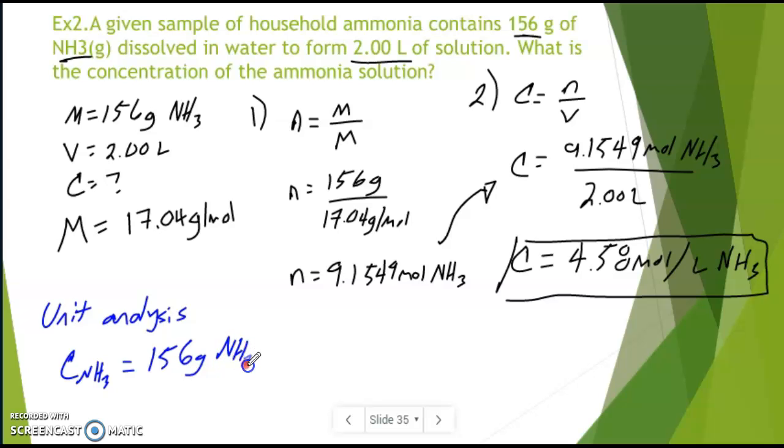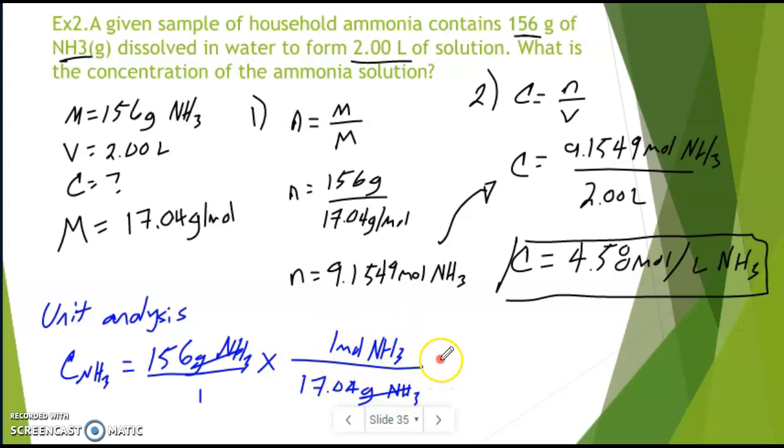Of NH3, and we're going to multiply that times, this is unit analysis. We're going to figure out how do we get rid of that grams. Well, we can use our molar mass to eliminate that grams, right? Grams is on the top of this fraction. This is over 1. So if we have 17.04 grams of NH3 over 1 mole of NH3, well, we can quickly go through and we can get rid of our grams here. Now we have moles of NH3.